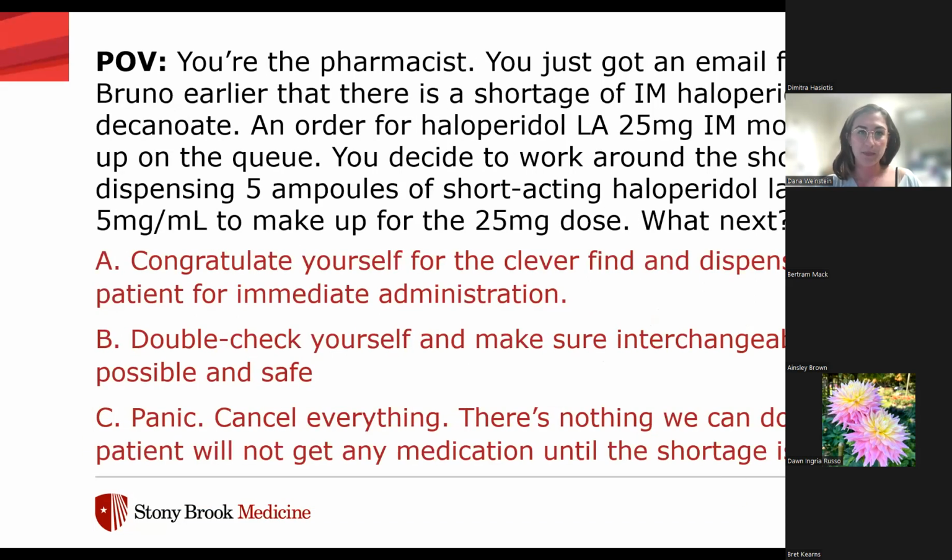All right, so now point of view, you're the pharmacist. You just got an email from John Bruno earlier that there is a shortage of IM haloperidol decanoate. An order for haloperidol LA long-acting 25 milligrams IM monthly pops up on the queue. You decide to work around the shortage by dispensing 5 ampules of short-acting haloperidol lactate, 5 milligrams per ml, to make up for that 25 milligram dose.